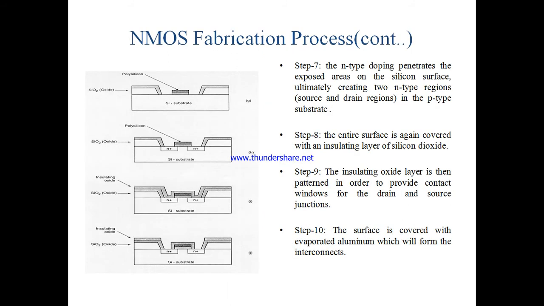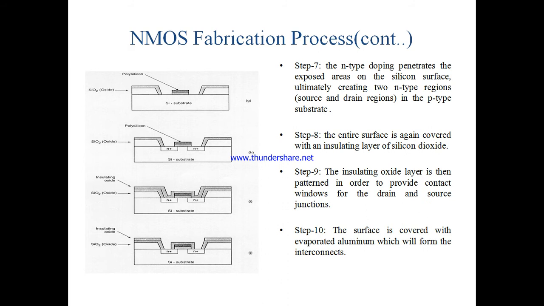And next step is the polysilicon deposited on the top of thin silicon dioxide layer. And next step is it is selectively etched to form the interconnects and the MOS transistor gate. The thin oxide layer is patterned and etched away to form the source and drain regions. And next step is the N-type doping penetrates the exposed areas on the silicon surface, ultimately creating two N-type regions, source and drain regions, in the p-type substrate.